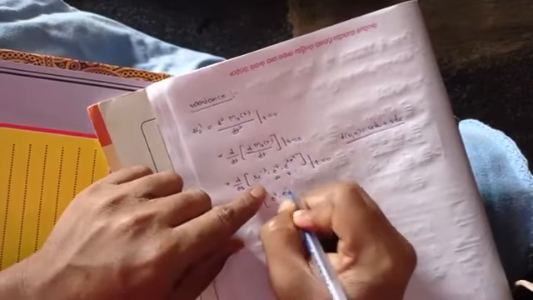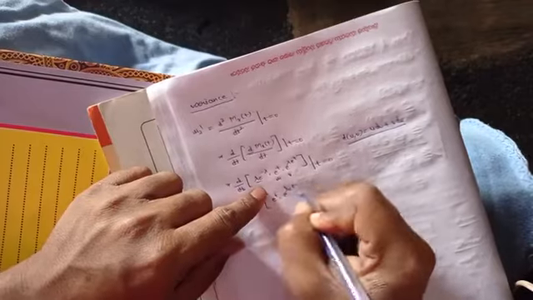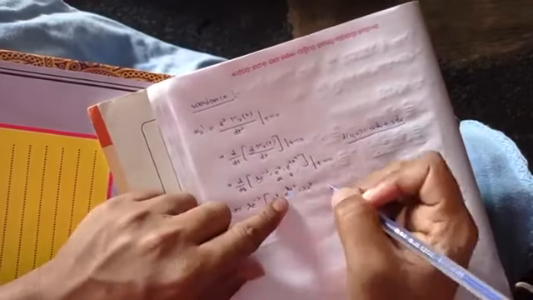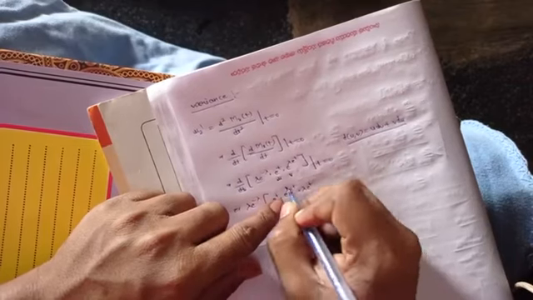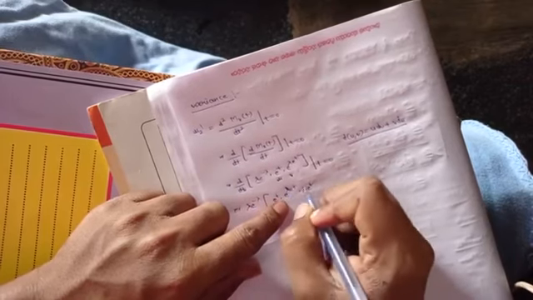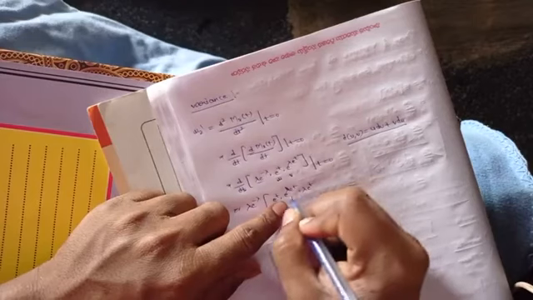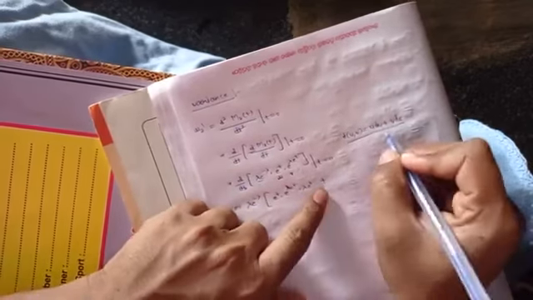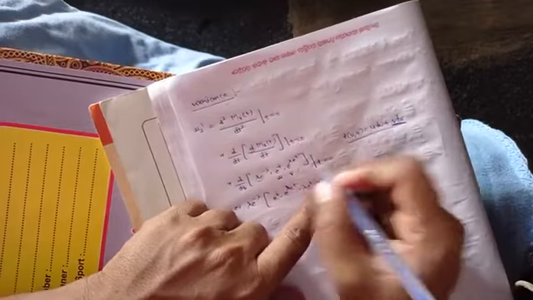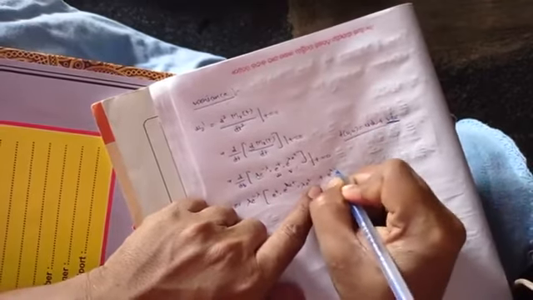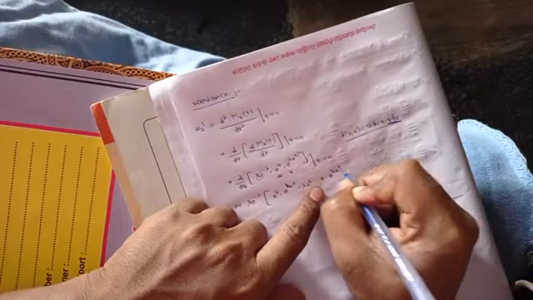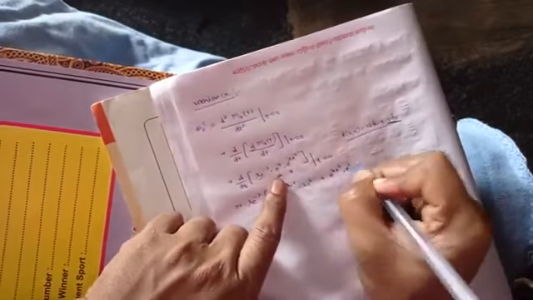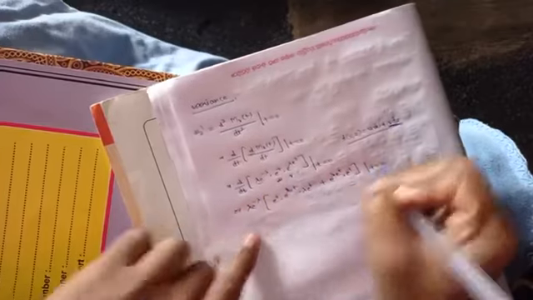We will be getting e power lambda e power t into lambda e power t, because the differentiation of e power x will be e power x into x. That is why we have written it. Now we have to find v du. What is v? e power lambda into e power t, and the differentiation of e power t is e power t itself, such that t equal to 0.